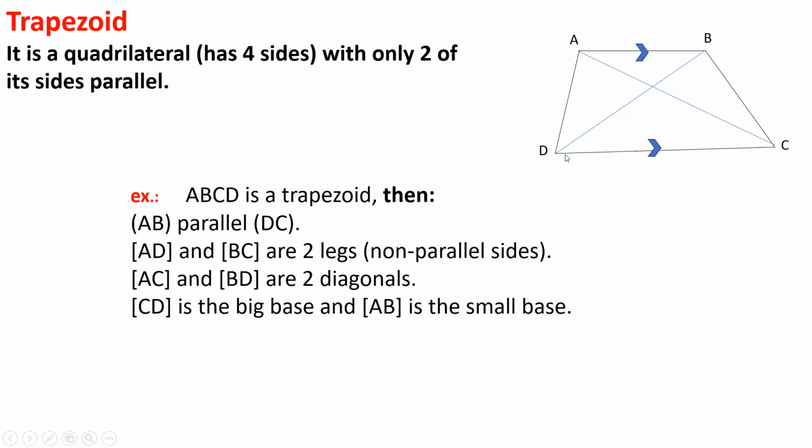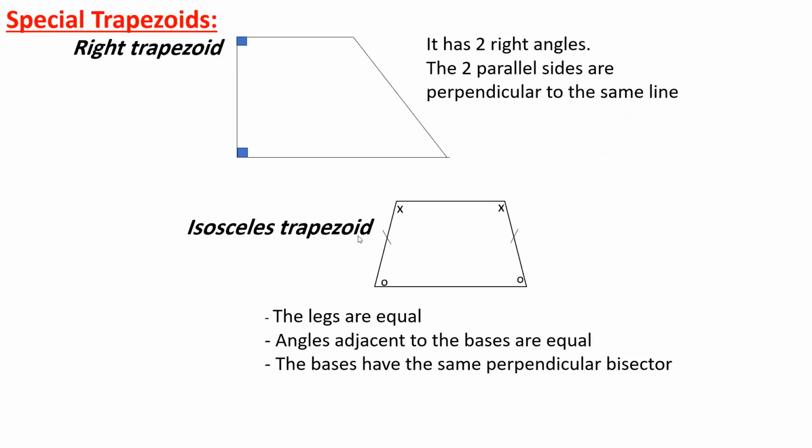AC and BD are the diagonals. AB is the small base and DC is the big base, or CD is the big base. Special trapezoids. We have the right trapezoid, which has 2 of its angles right. As you can see, the parallel sides are perpendicular to one of the legs. So it has 2 right angles. The 2 parallel sides are perpendicular to the same side. And this angle is equal to 90 degrees. This angle is equal to 90 degrees.